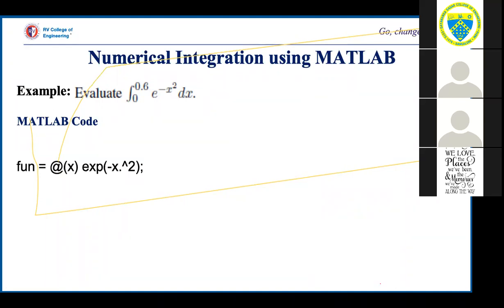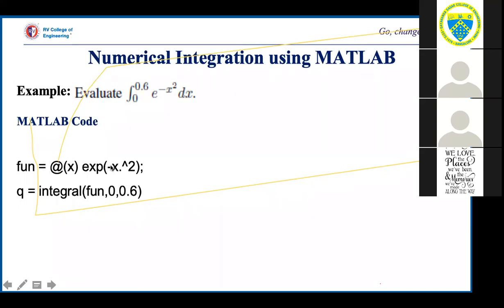I have to call the function e power minus x square into the integral function. So it is defined as an anonymous function, at function x, e power minus x square. And observe here, this will be a row vector, so I have to put a dot here. It does element wise operation.